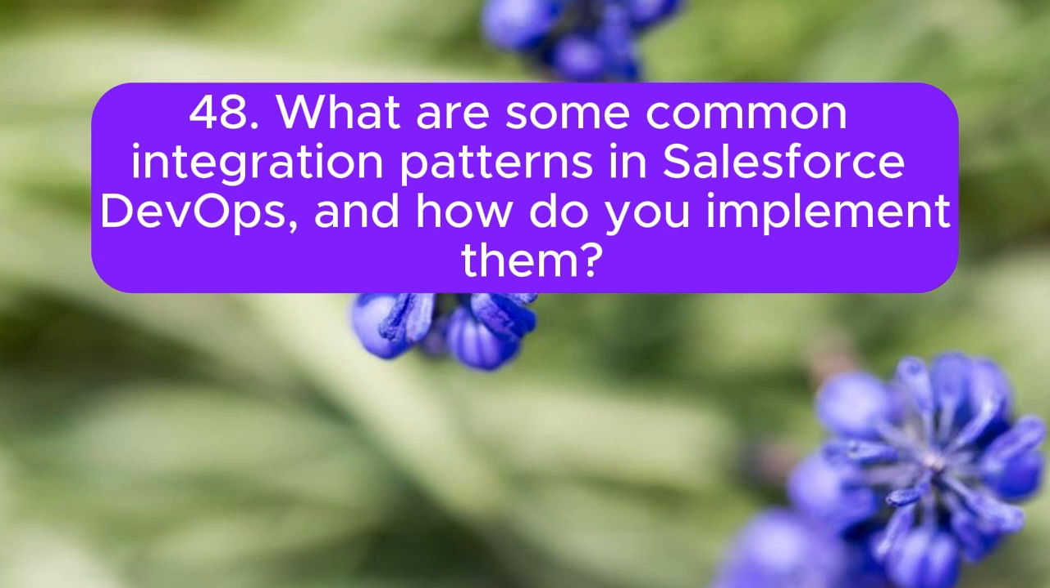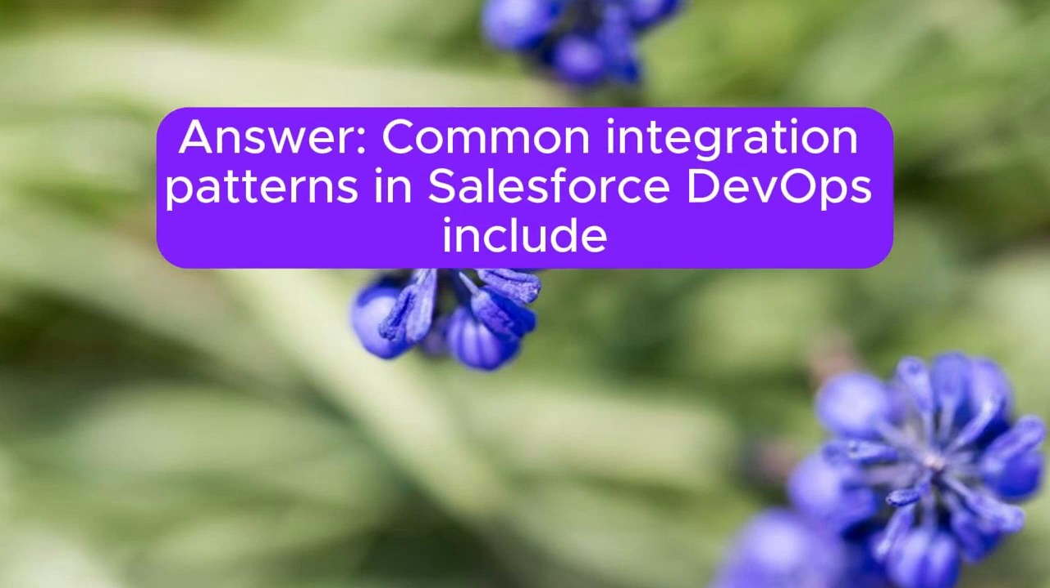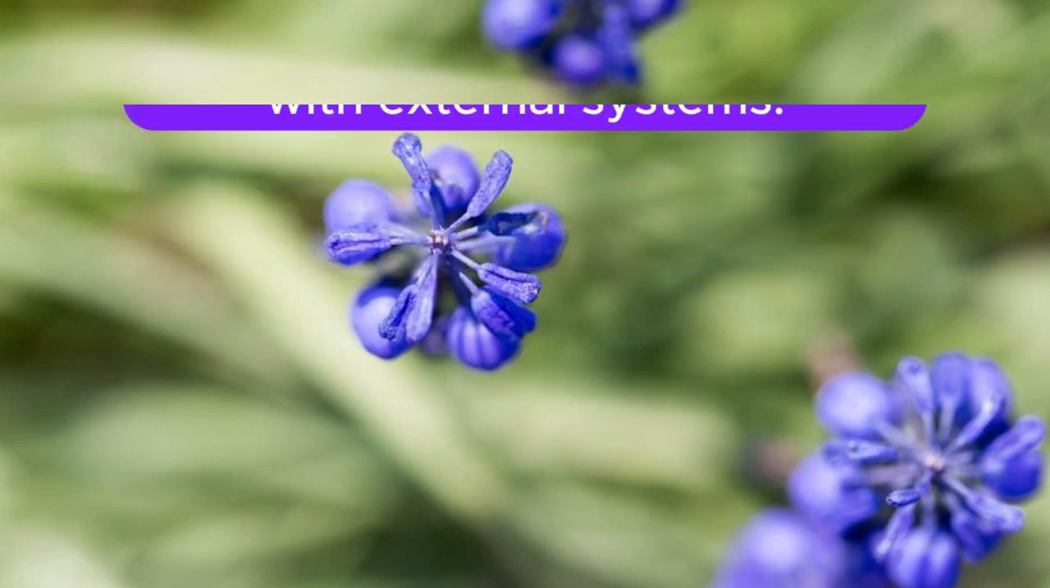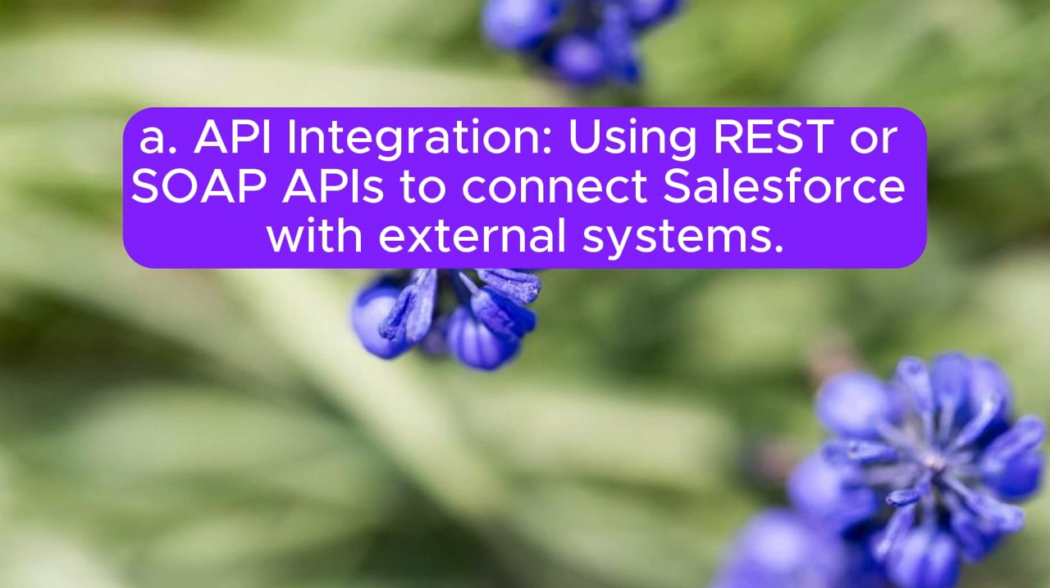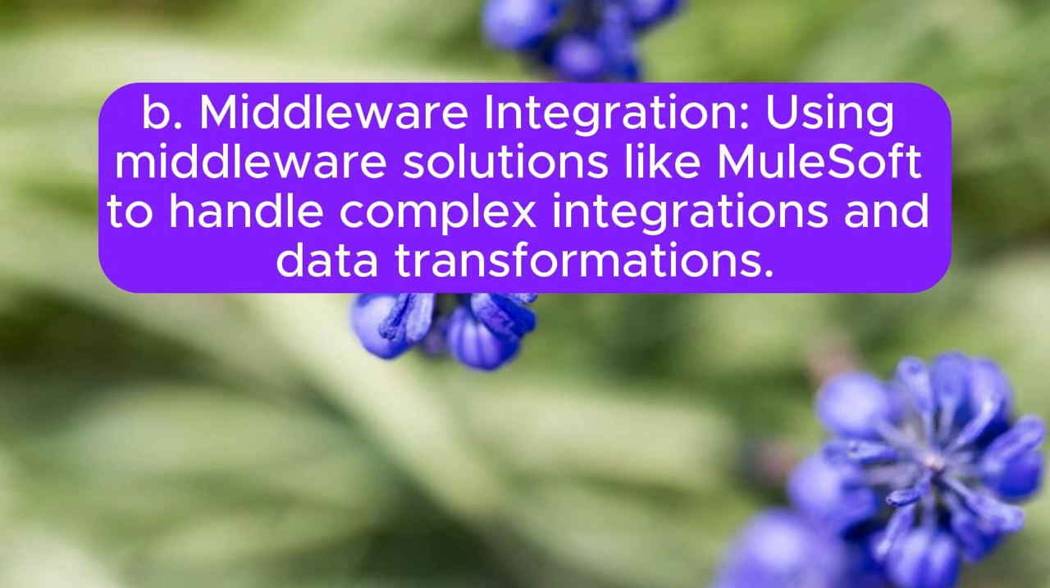48. What are some common integration patterns in Salesforce DevOps, and how do you implement them? Answer: Common integration patterns in Salesforce DevOps include A. API integration, using REST or SOAP APIs to connect Salesforce with external systems. B. Middleware integration, using middleware solutions like MuleSoft to handle complex integrations and data transformations.